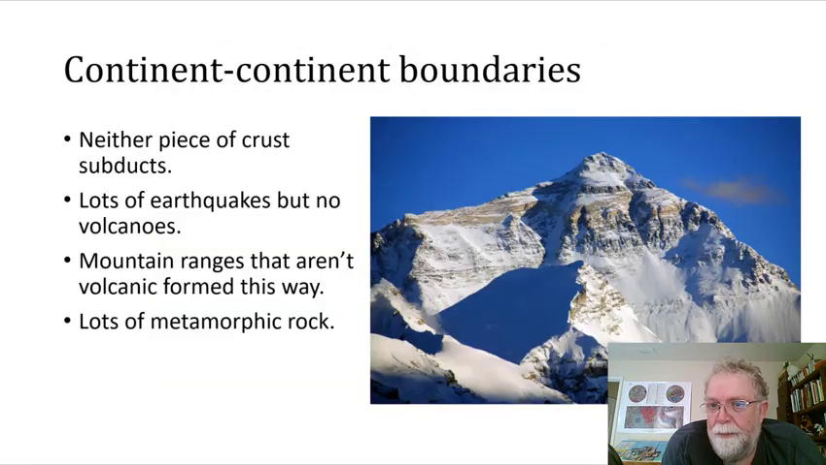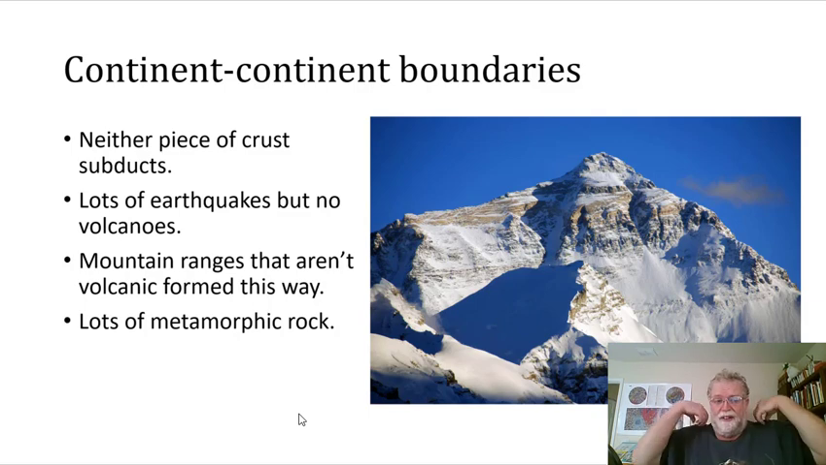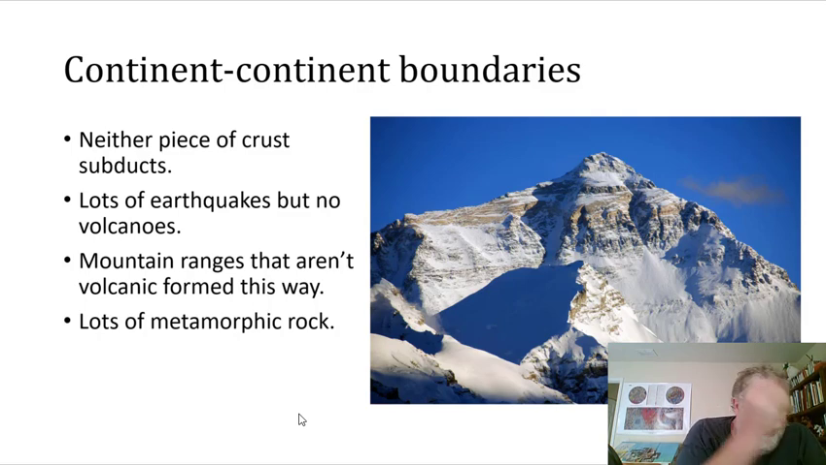Okay, so what if I smack together two pieces of continental crust? Well, that's interesting. They're both relatively light and they're both thick, and so neither is going to go down into the mantle of the Earth. So they're just going to hit and thicken, right? And so since things are hitting and grinding, you're going to get a lot of earthquakes. But you're not going to get any volcanoes. Nothing is going down into the mantle and melting and rising and coming back up.